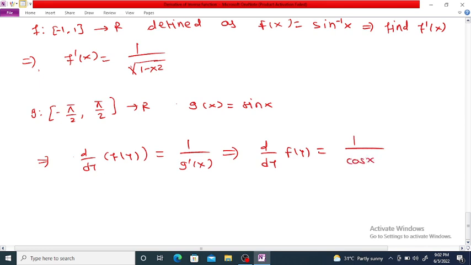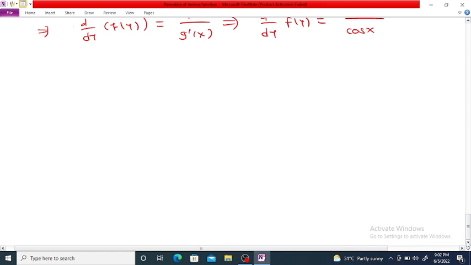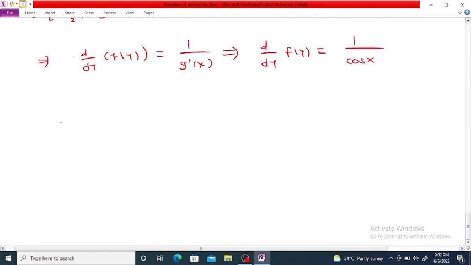So f dash y is equal to 1 divided by cos of x. What is cos of x? It is square root of 1 minus sine square x. Why? Because we know that cos square x plus sine square x is equal to 1.